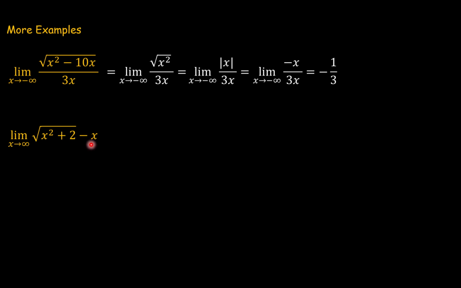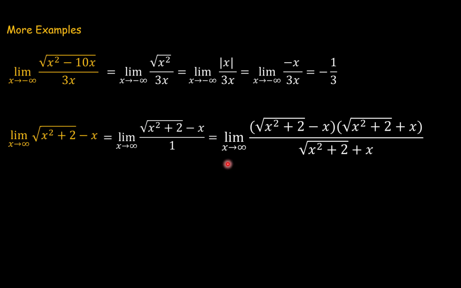What you can do here is to use the technique of multiplying by the conjugate of a square root expression. So think about this as a fraction, the same expression divided by 1. Now you multiply top and bottom by the conjugate of this. In other words, you multiply by the square root plus x.